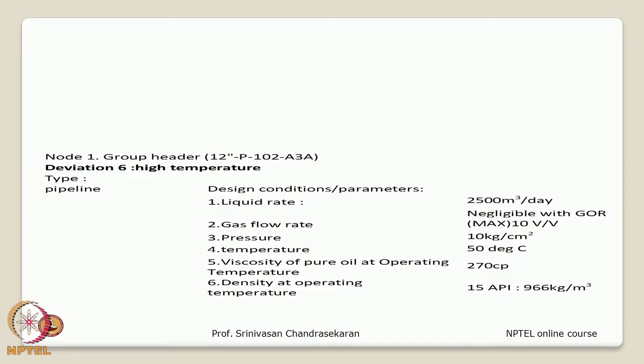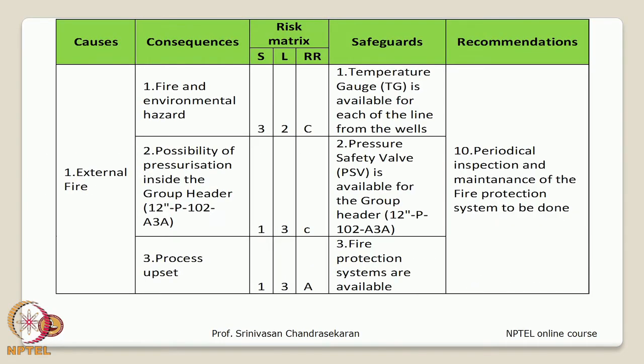The next can be deviation 6, which is high temperature. High temperature will result in external fire, because temperature is one of the important sources which can cause fire. You have a fire environmental hazard, which borrows a number from consequence 1 which I have already indicated. There is a possibility of high pressurization in the group header line, and process upset can happen. Safeguards existing in the system are: the temperature gauge is available for each line, pressure safety valve is available for each line, and fire protection systems are available for each line.